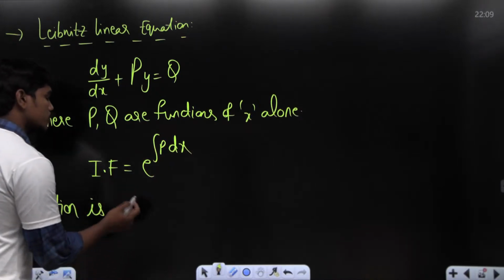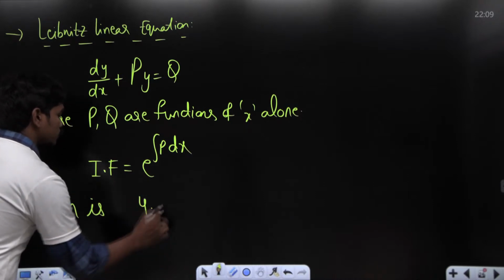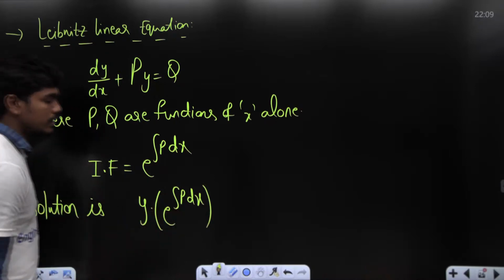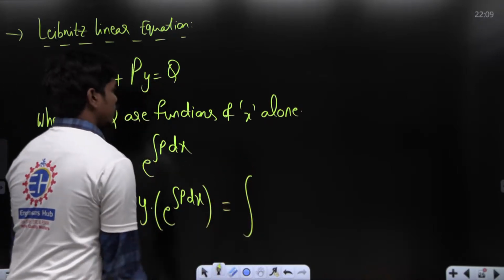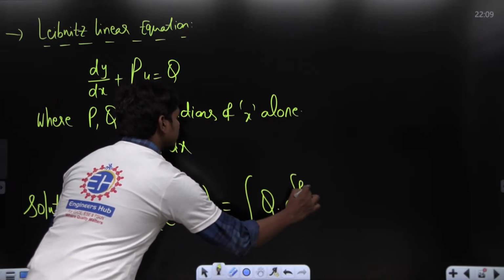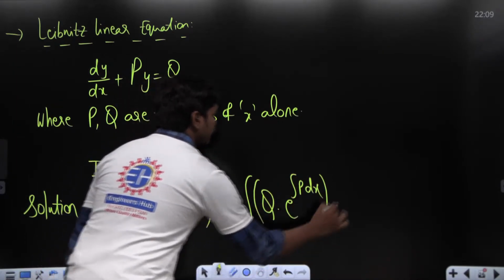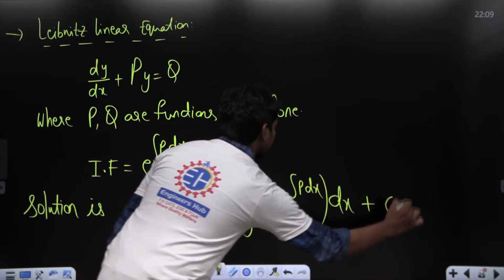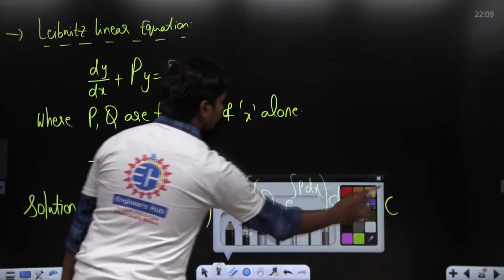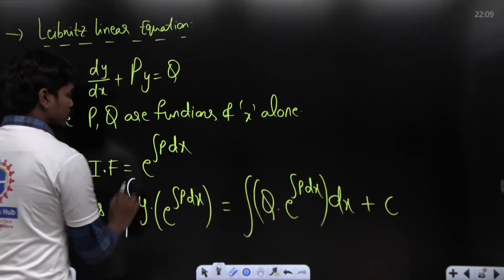Look how the solution could look like: y into e power integral p dx, which is the integrating factor actually, is equal to integral q into e power integral p dx, the whole thing, dx, plus constant, where c is some arbitrary constant. Okay, so this is the solution of this particular differential equation.